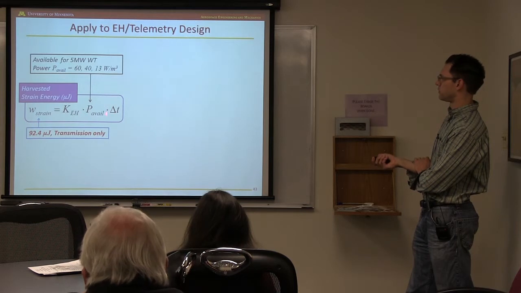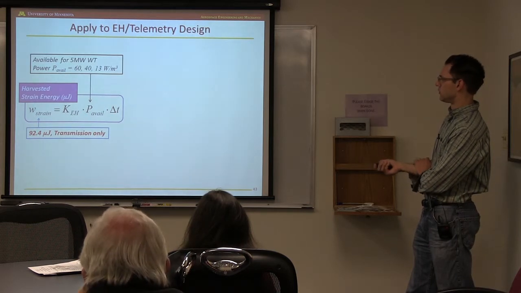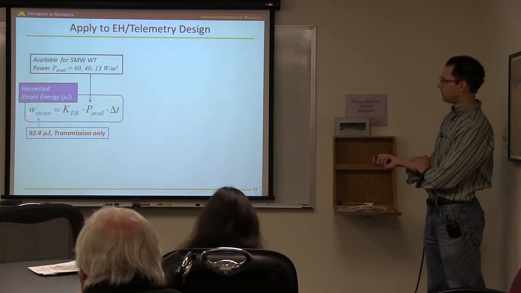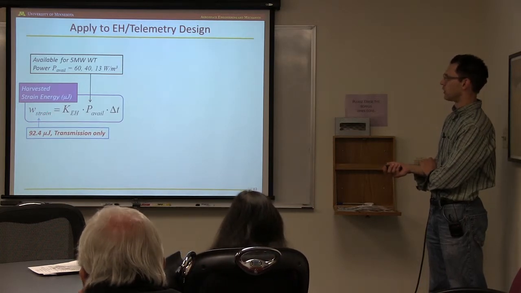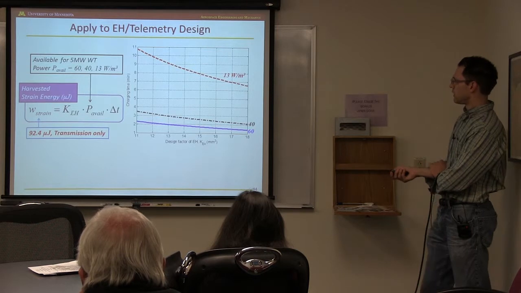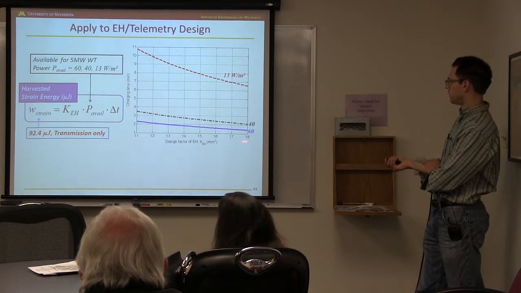So I'll make 3 assumptions here based on what we understood from our simulations. Let's say all I'm going to do is send 1 transmission. So that's about 92 microjoules is what it costs. Then you get something that looks like this. Here's the design factor.